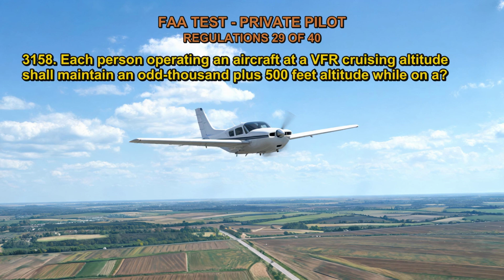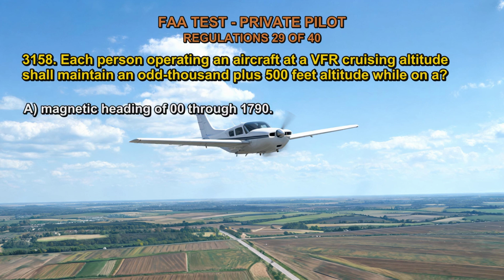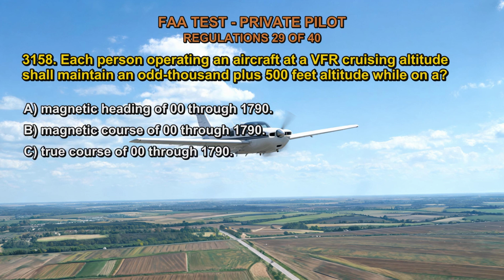Q3158. Each person operating an aircraft at a VFR cruising altitude shall maintain an odd 1,000 plus 500 feet altitude while on A. Magnetic heading of 0° through 179°. B. Magnetic course of 0° through 179°. C. True course of 0° through 179°. The correct answer is B.